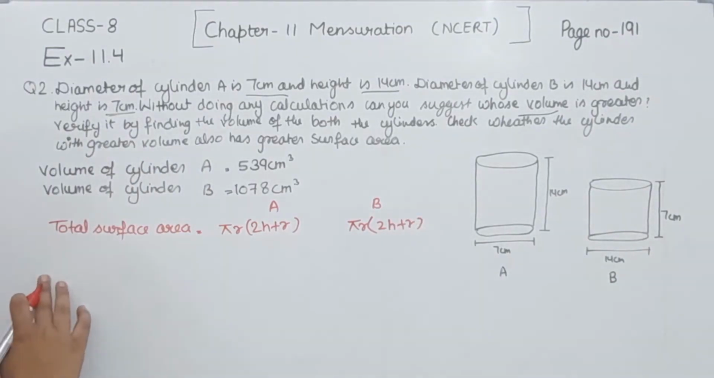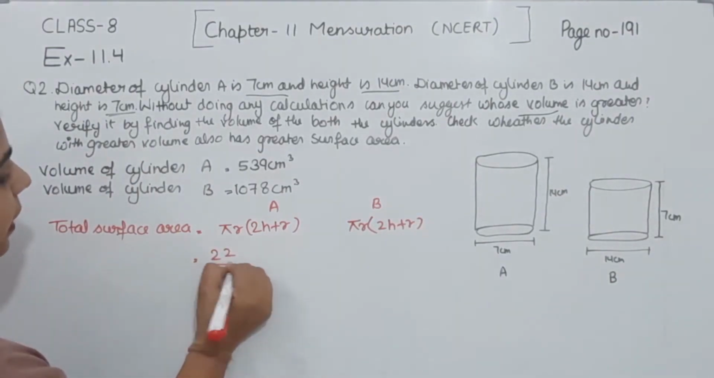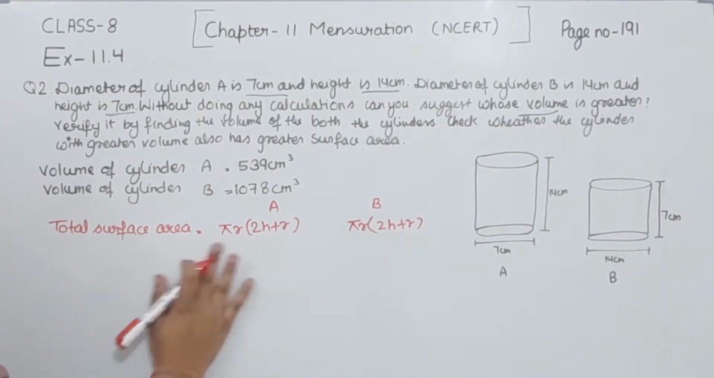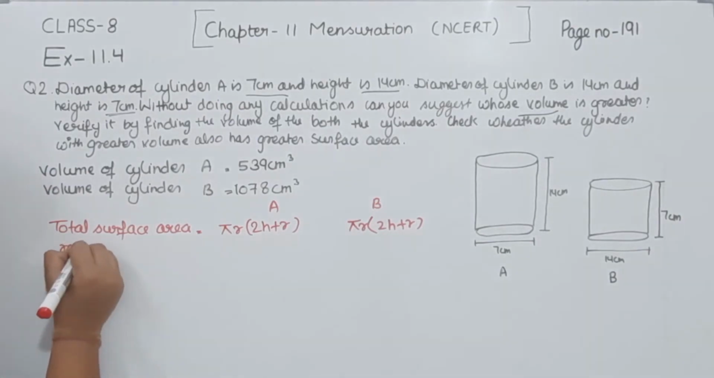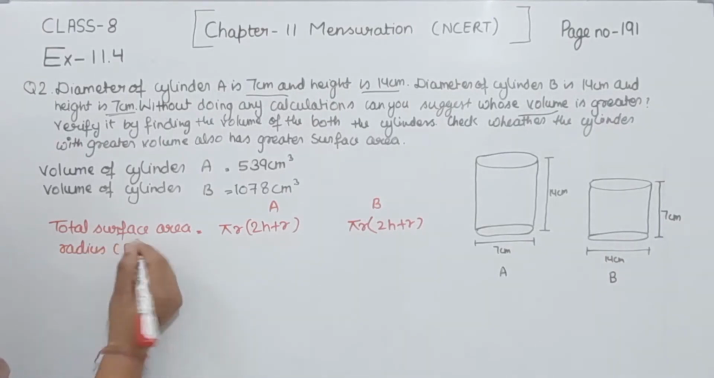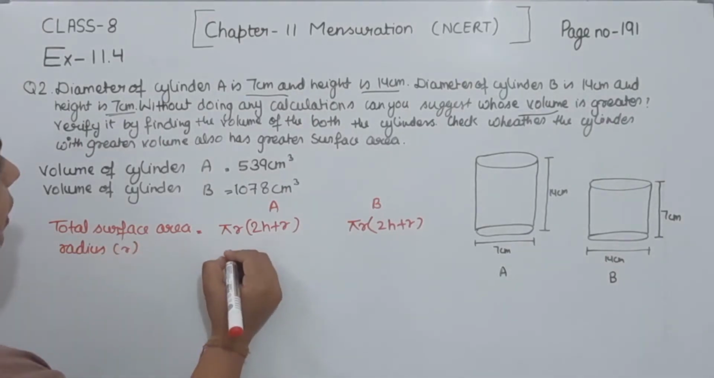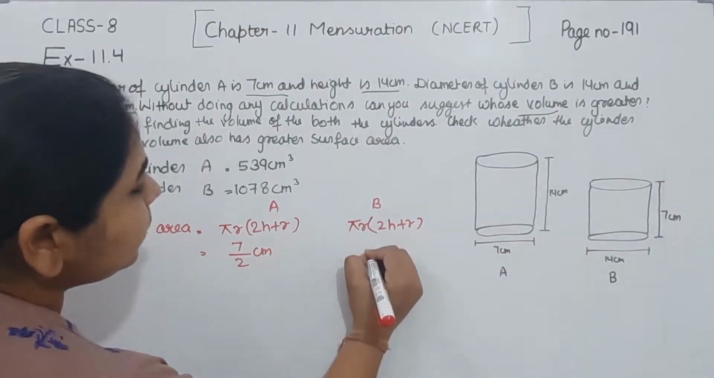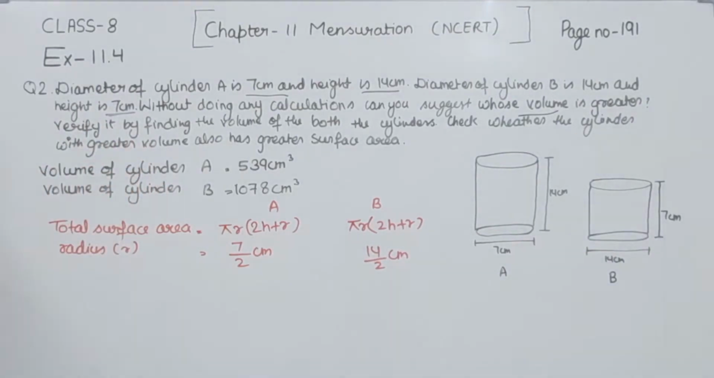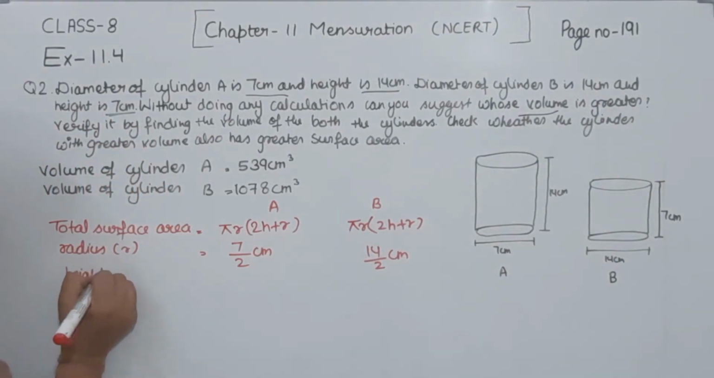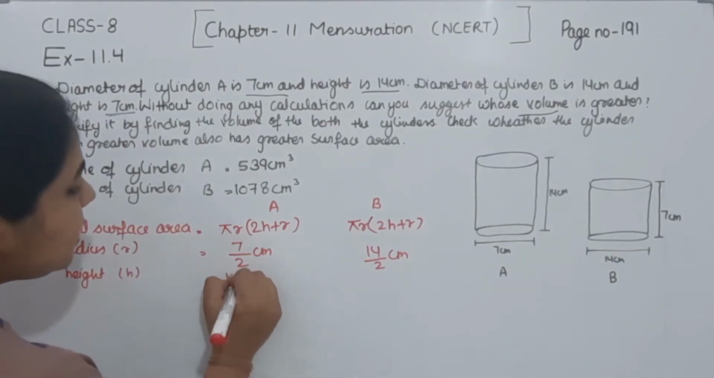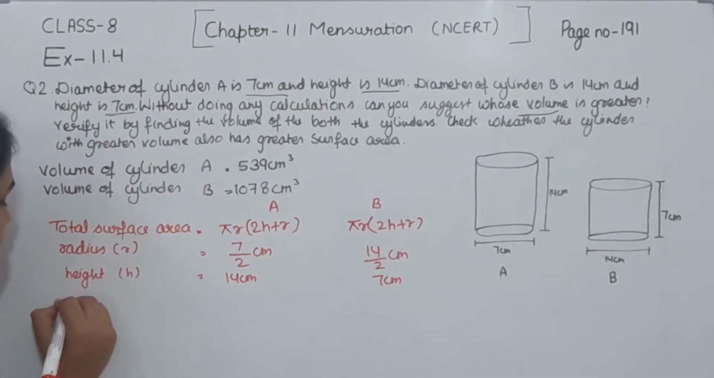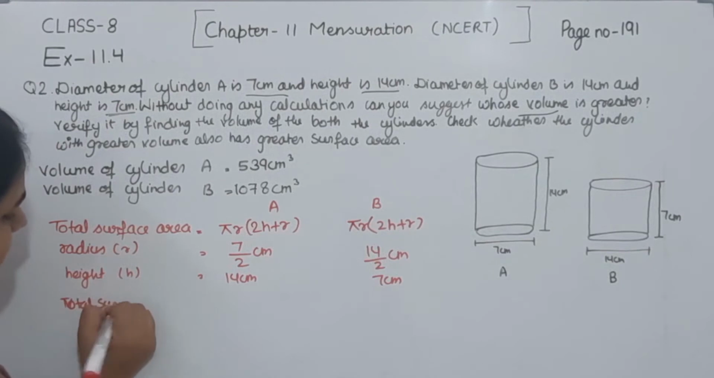Now we are going to find it for A. The value of pi is 22/7. First of all, I am going to write the radius for both of them. For A the radius is 7/2 centimeter and for B the radius is 14/2 centimeter. The height for A is 14 centimeter and for B it is 7 centimeter. Now we are going to find the total surface area.